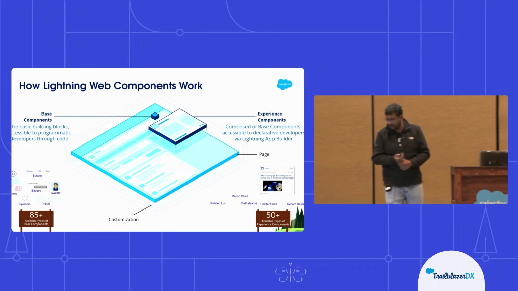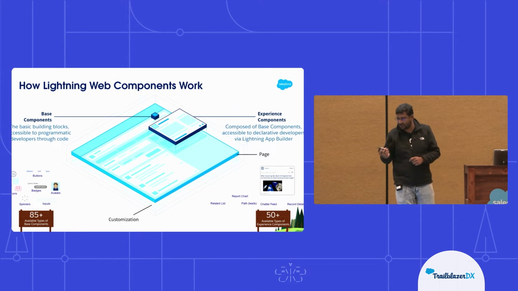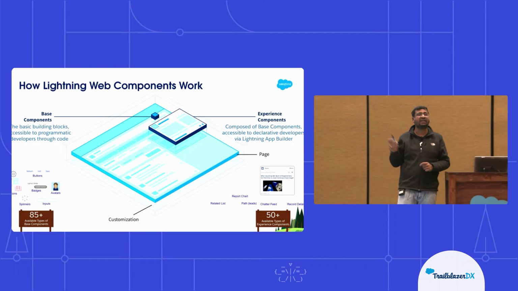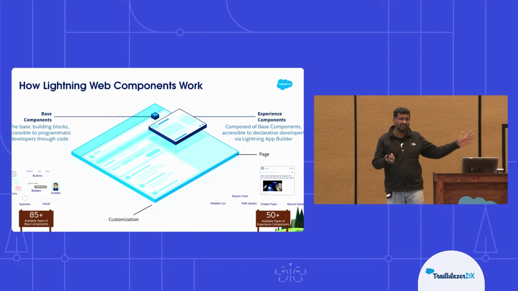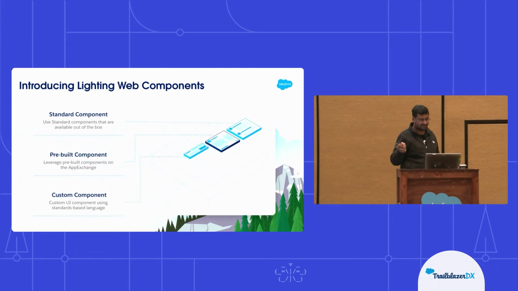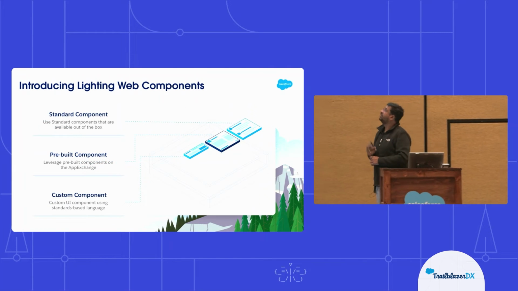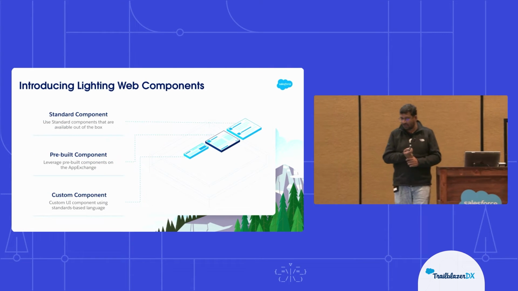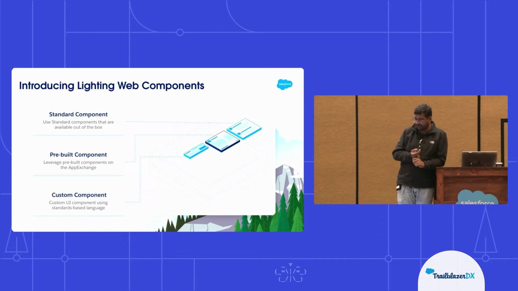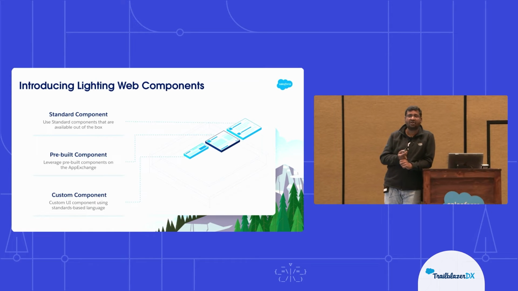Okay, and you can use all of these experience components to create the pages and then customize them in whatever way you want, as we just saw how to customize. So as I said, we have these three types of components. One is standard components, which are provided out of the box. You can also get some Lightning Web Components from AppExchange and use them. Those components are called pre-built components. Or you can create your own custom components.